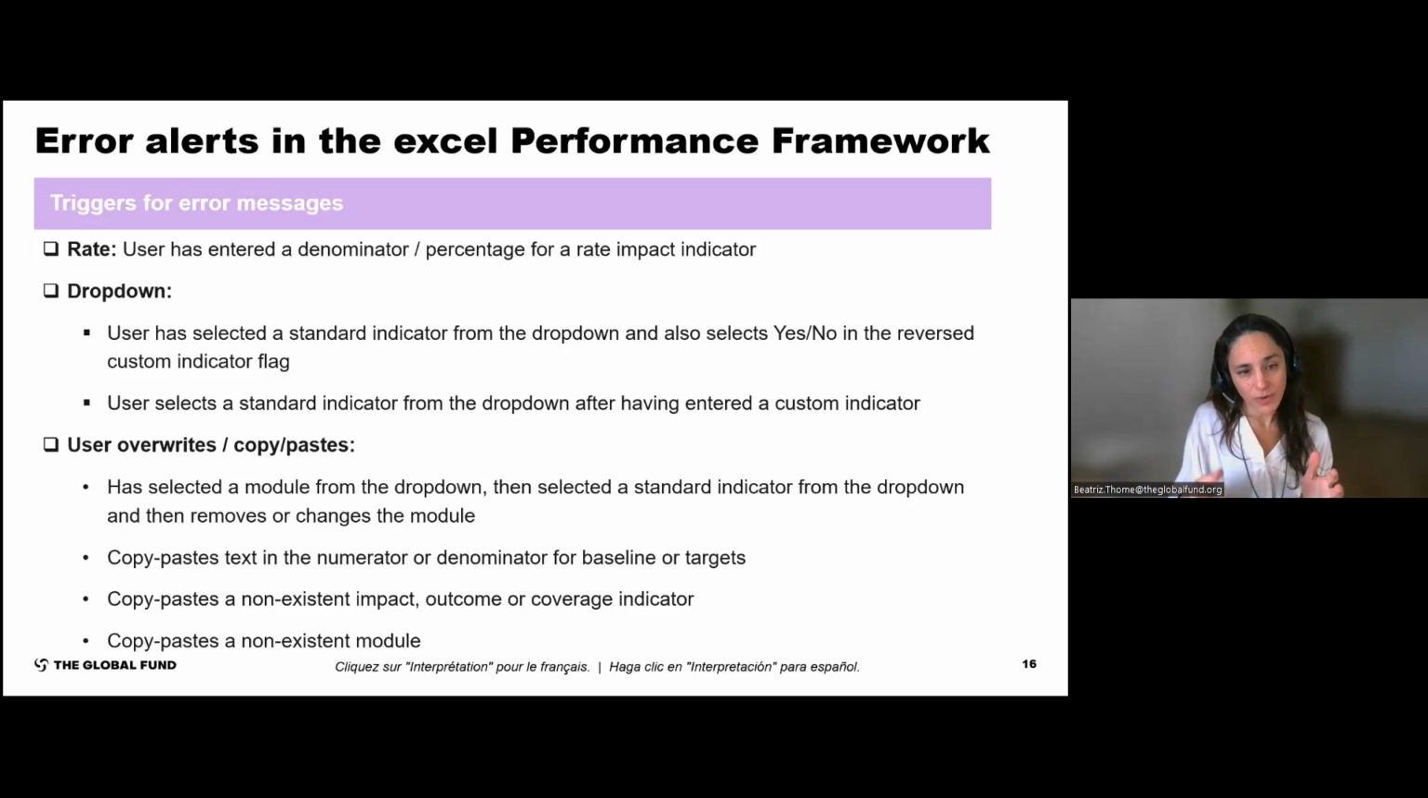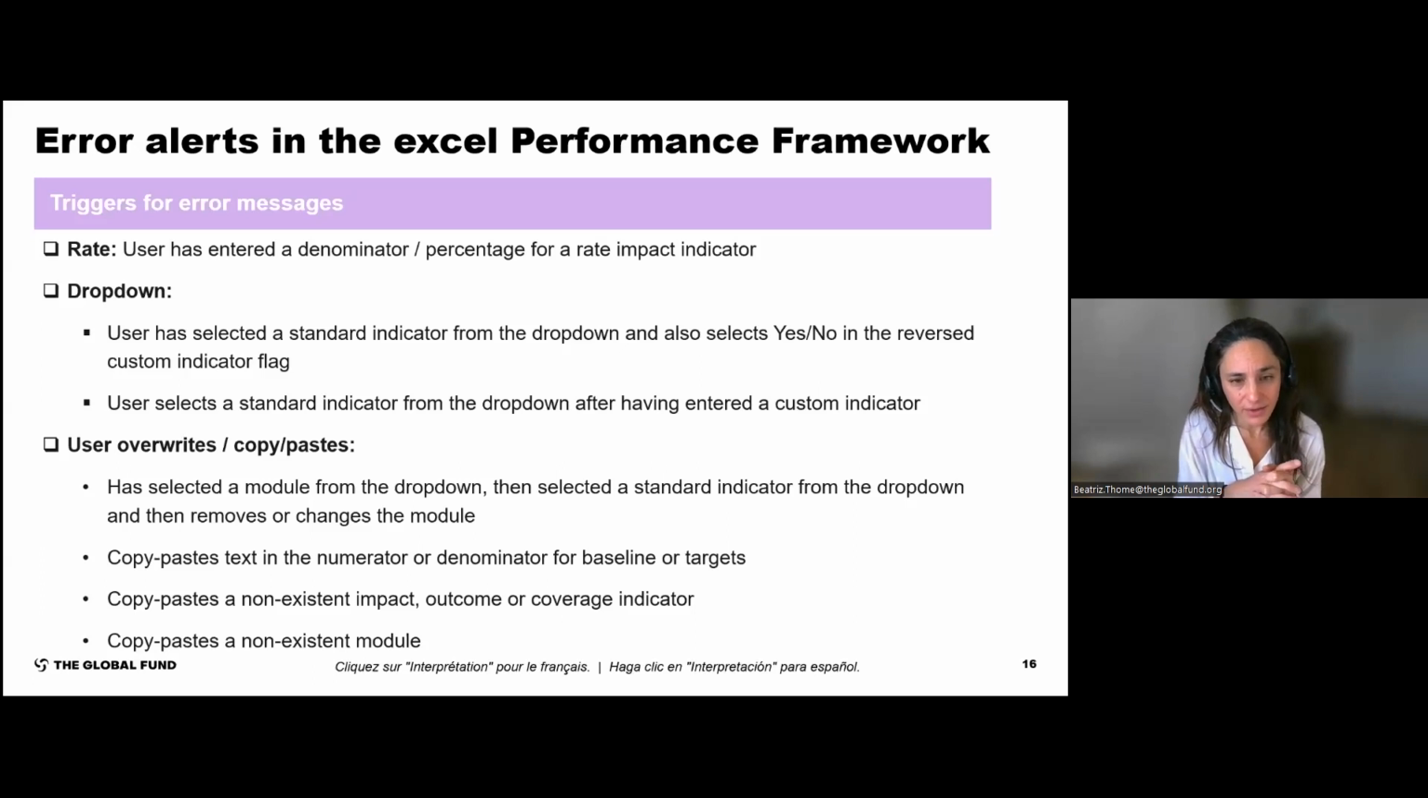Whenever there's an attempt to overwrite or copy paste a drop-down cell, or if, for example, a standard indicator is added from the drop-down following a module that had been selected previously, and then the user changes the module, this will also trigger an error message. Again, copy pasting text in numerator, denominator for baseline or targets, or an attempt to copy paste a non-existing indicator or a non-existing module, all of this will trigger alerts.